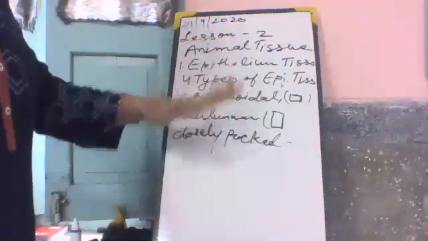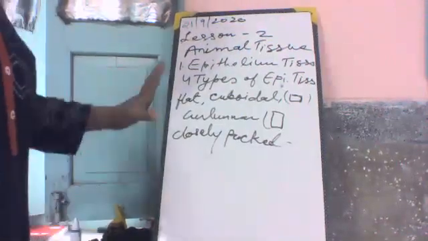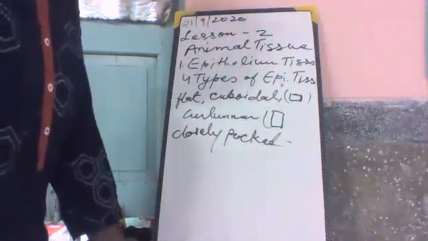We are taking the general characteristics of epithelium tissues. After this, we will see the different kinds of epithelium tissues. The functions of epithelium tissue are that it protects the body, absorbs food, and secretes some enzymes and juices. These are the functions of epithelium tissues. They are of four types.